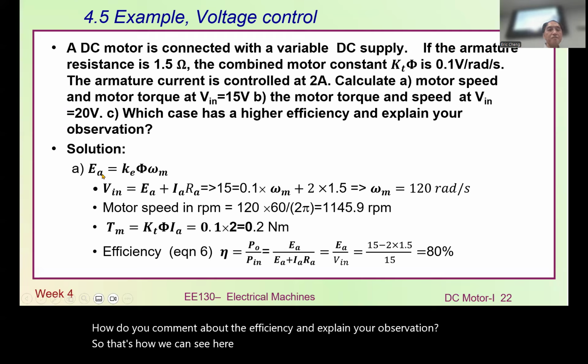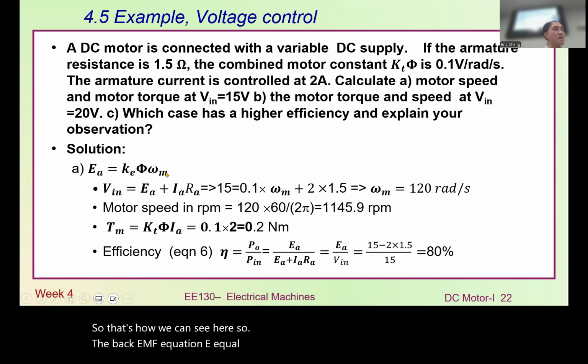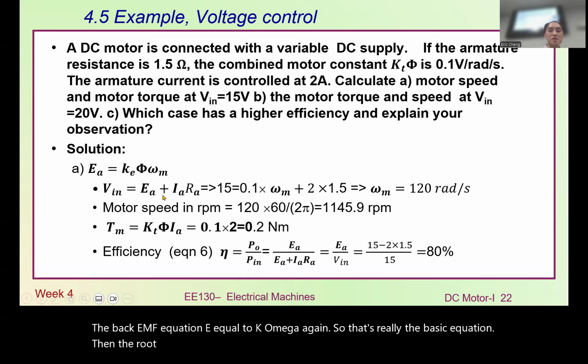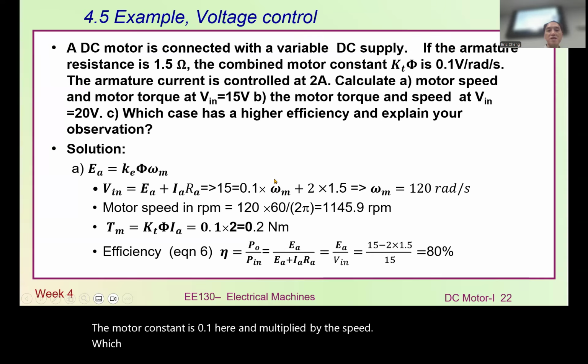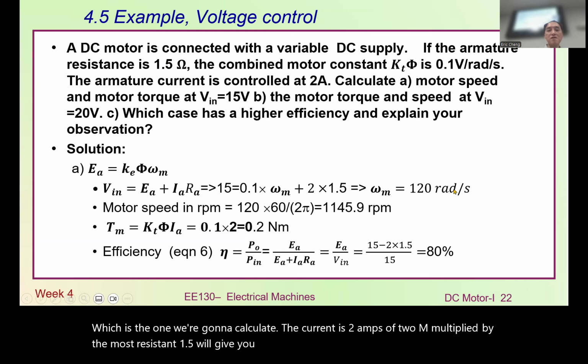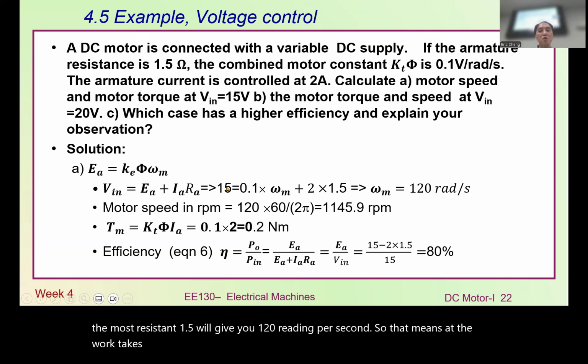So the back EMF equation, E equals K omega again. That's a really basic equation. Then the voltage equation is also equal to this. So input 15 volt, the motor constant is 0.1 multiplied by the speed, which is the one we're going to calculate. The current is 2 A, so 2 A multiplied by the motor resistance 1.5 will give you 120 radian per second.